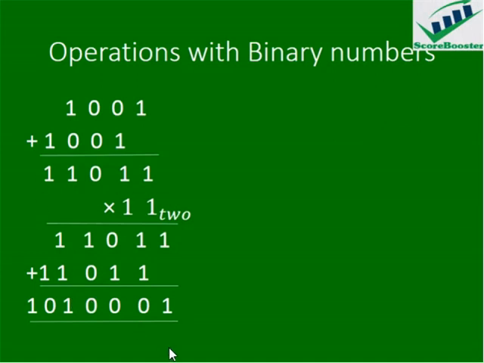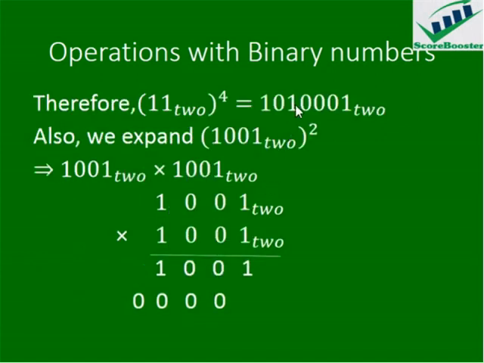So you add using the binary addition. I'm not going to discuss this. You can check it on your own and see if you really understand how to add binary numbers. So now this is the final result. When you multiply 11 base 2 four times, you have 1010001. So you keep the result. So now we keep the answer for 11 base 2 raised to power 4, which is this 1010001 base 2.